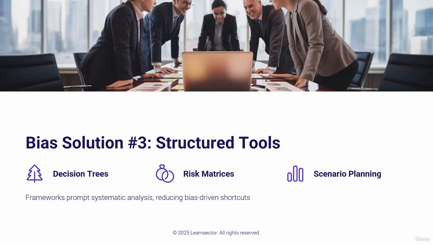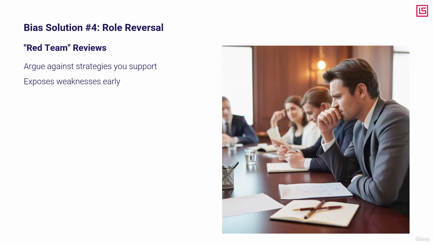Third, use structured decision tools like decision trees, risk matrices, and scenario planning. These frameworks prompt more systematic analysis, decreasing the room for bias-driven shortcuts. Leaders can also benefit from role reversal exercises. For example, ask someone to argue against the strategy they currently support. This technique, sometimes called a red team review, encourages critical thinking and exposes weaknesses early.